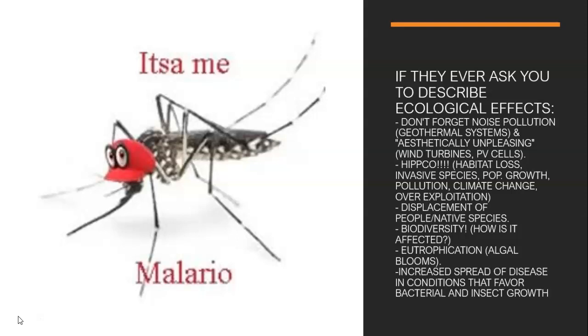displacement of people, displacement of native species, the loss of biodiversity, eutrophication, so increase in nutrients and how that causes algal blooms, which we all know. And then also don't forget about the increased spread of disease and conditions that favor bacterial and insect growth. So that would be warmer conditions with more moisture, which might be driven by global warming.